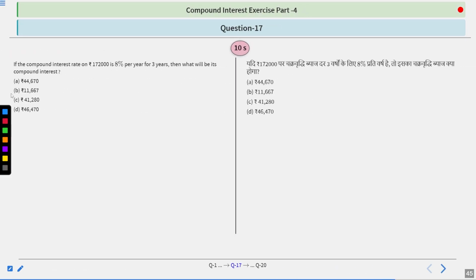Next, if the compound interest rate on rupees 1,72,000 is 8% per year for 3 years, then what will be its compound interest? And the options are: option A, rupees 44,670, option B is rupees 11,667, option C is rupees 41,280, and option D is rupees 46,470.